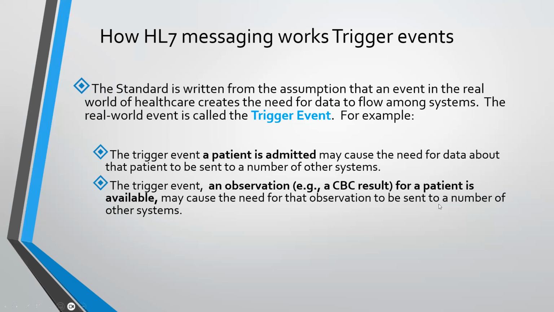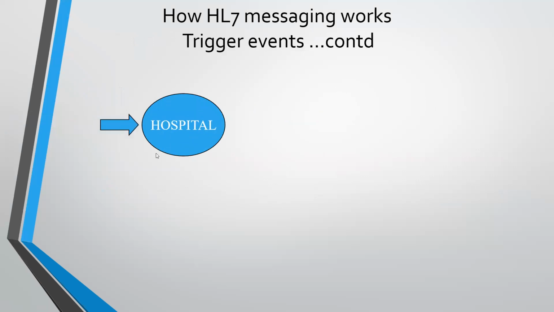Okay. So as of now, we have understood that there is a series of events that will be happening within the hospital. So let's categorize the hospital workflow into a few categories and understand how they are represented in terms of HL7.